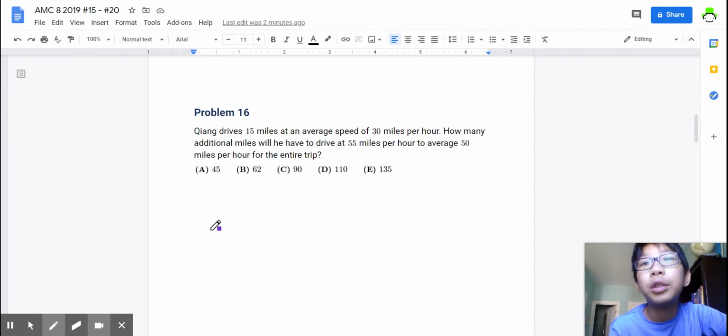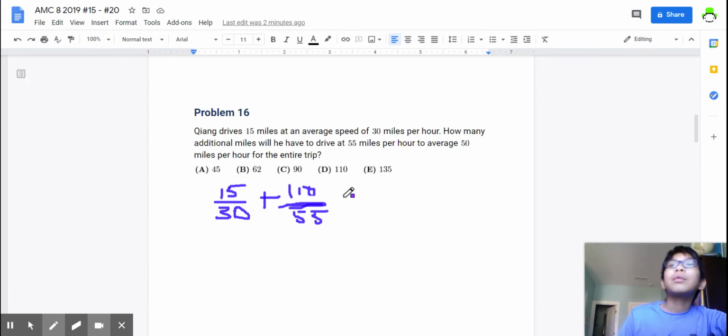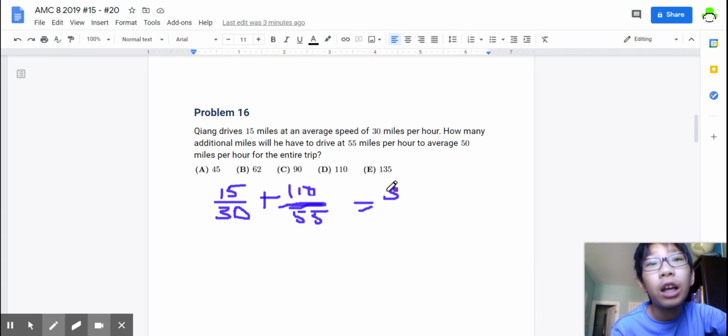So we can set up our equation like this. 15 over 30 plus 110 over 55, and this is 1/2 and this is 2, so this equals 5/2.